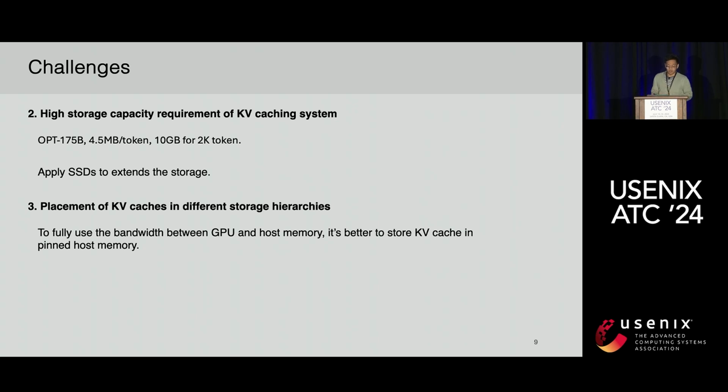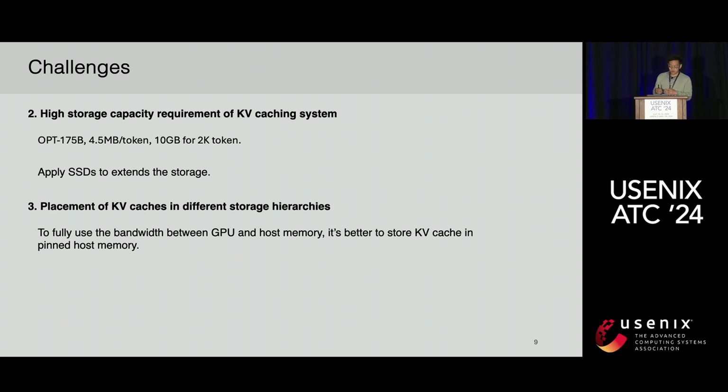175B model. So a possible solution is to apply cheap but large capacity SSDs to extend the KV caching system to allow more KV cache to be hit in the KV caching system.